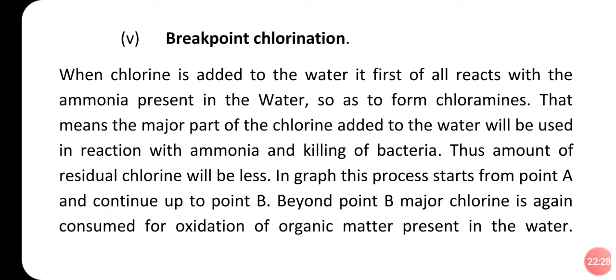Monochloramine acts under 7 pH, dichloramine in between 5 to 6.5, and trichloramine at 4 and below. So when the chlorine is added to the water, it reacts with the ammonia first, and the ammonia utilizes more chlorine. Whatever chlorine is added, the major portion is utilized by the ammonia to form the chloramines. Therefore the residual chlorine, that is the free chlorine available, is very less.